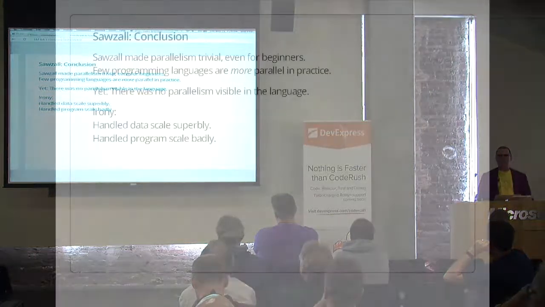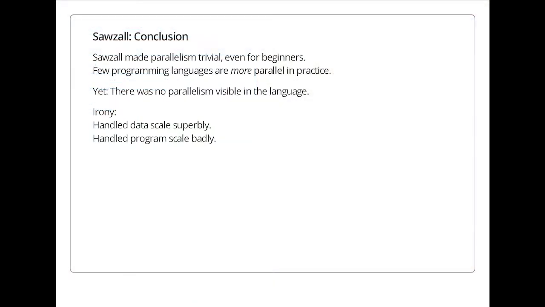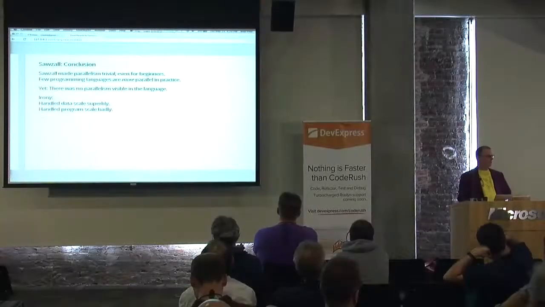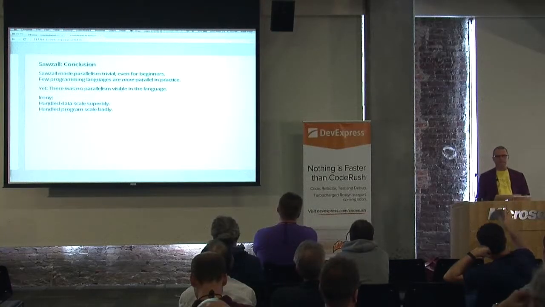In fact, I don't think anyone using Sawzall thought of themselves as a parallel programming expert. Ironically, there's no parallelism visible in the language anywhere, or maybe not ironically. It completely hid it, and yet, honestly, I sometimes think this is probably about as parallel as a language has ever been. And yet there's no parallelism visible, and it worked out great in practice. So the irony here is that it handled data scale superbly through tremendous parallelism and a good computing model, but handled program scale really badly, because we didn't predict how big the programs would get.